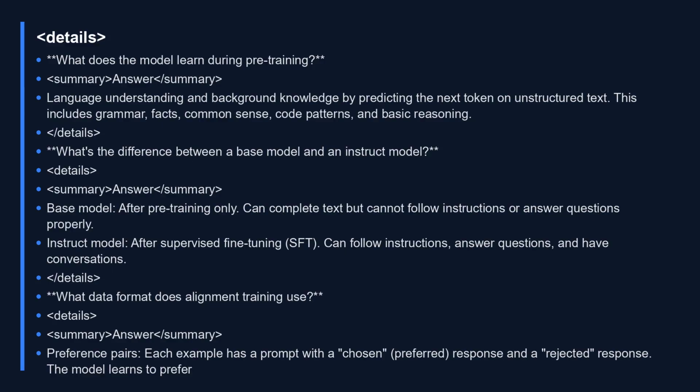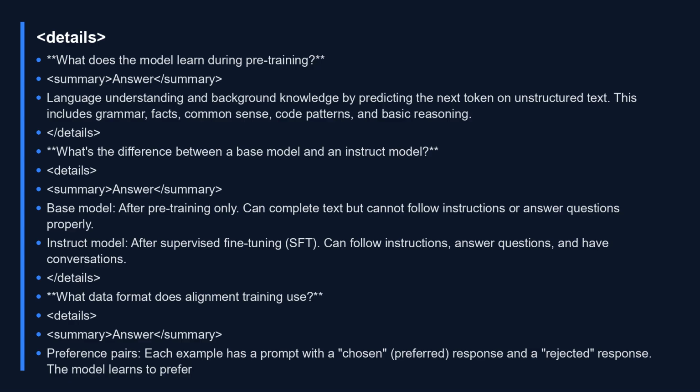Check your understanding. 5 questions to test your grasp of this material. First, what does the model actually learn during pre-training? The answer is language understanding and world knowledge. Grammar, facts, common sense, code patterns, basic reasoning, all acquired by predicting the next token on unstructured text. Second, what's the difference between a base model and an instruct model? A base model comes out of pre-training and can complete text but can't follow instructions. An instruct model comes out of SFT and can follow instructions, answer questions, and hold conversations.